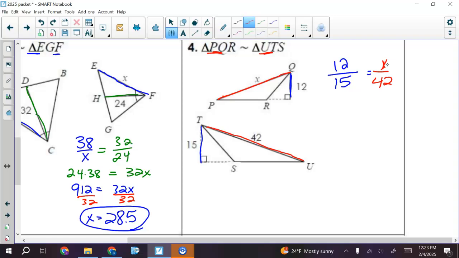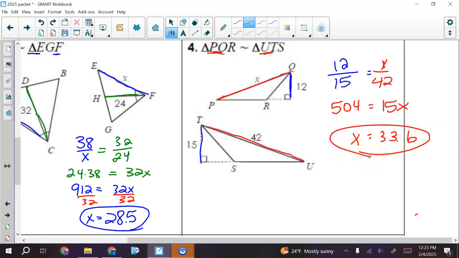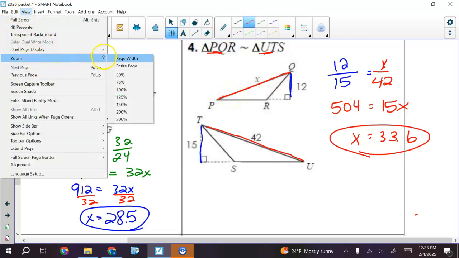Cross multiply and divide. If you can do that all in one step, that's fine with me, as long as you show me the setup. I don't want just a page of answers, but if you can cross multiply and divide and skip writing this step down and just write the answer, 504 divided by 15, 33.6, then that's fine. Okay, double check, does your answer make sense? Yep, should be a little bit smaller than that 42.